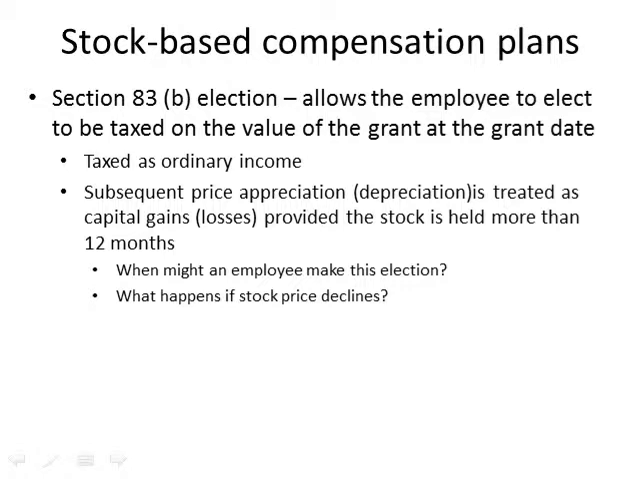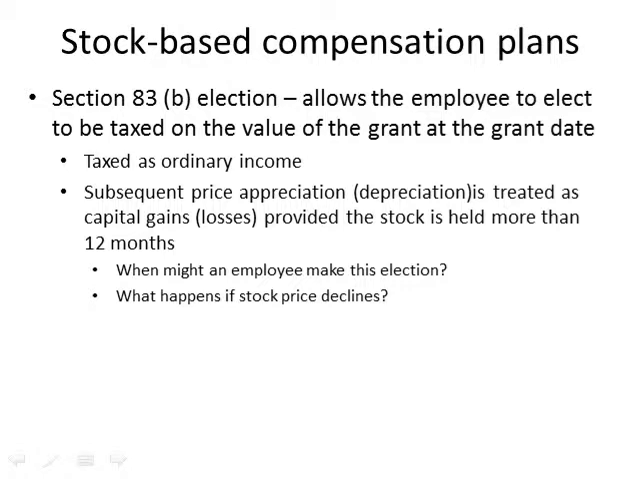Okay, and then finally, with respect to restricted stock, I also have an option under Section 83B whereby recipients of restricted stock can elect to be taxed on the value of the grant at the grant date, hereby referred to as the Section 83B election. Under that election, the value of the restricted stock at grant date is taxed as ordinary income, and any subsequent price appreciation or depreciation is treated as a capital gain or a loss, qualifying for favorable long-term capital gains tax rate, provided I hold the stock for more than 12 months.